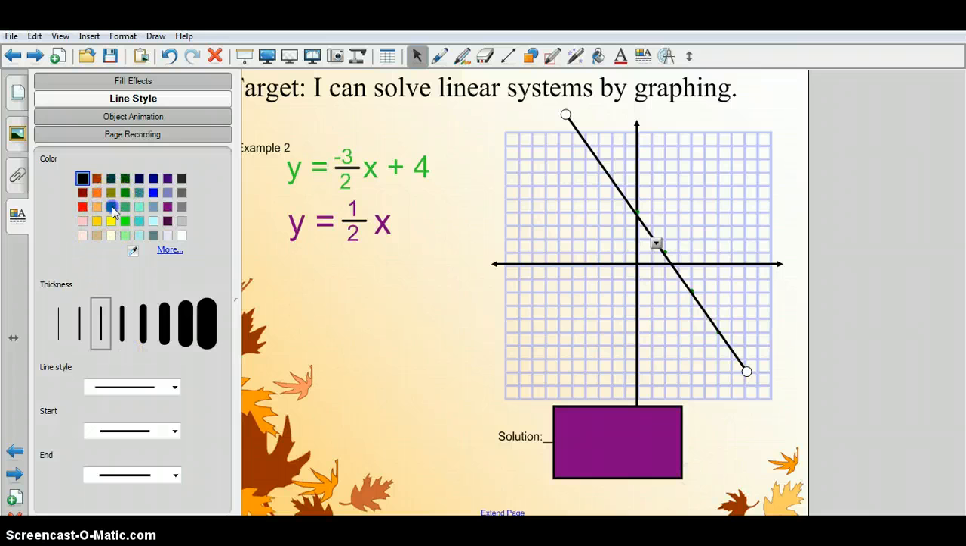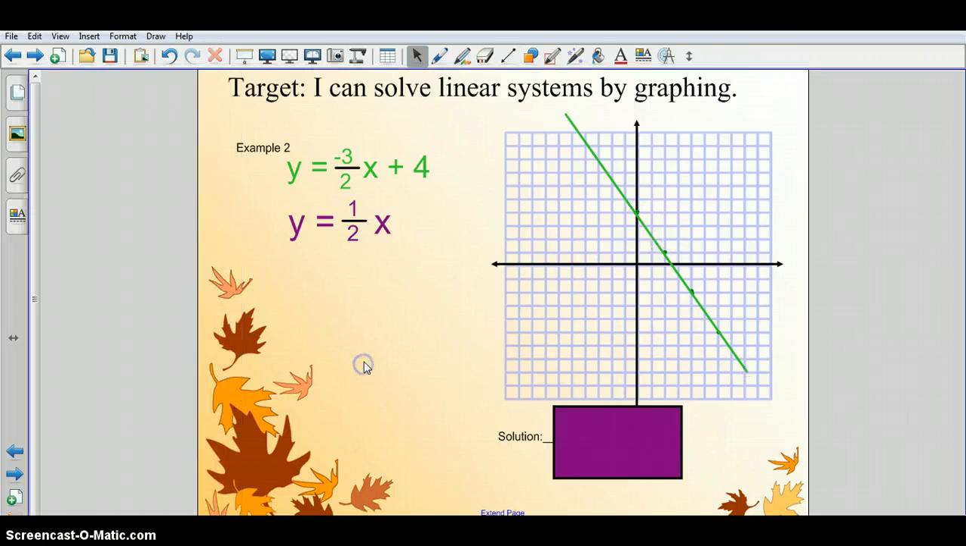You always want to use pencil when you're doing math because we're bound to make some mistakes and we might need to erase. Okay, the second line is going to be plotted in purple.